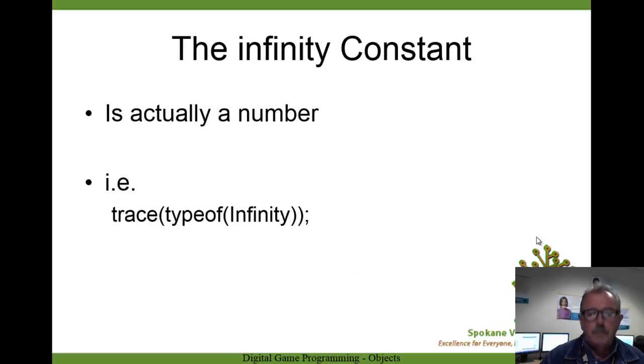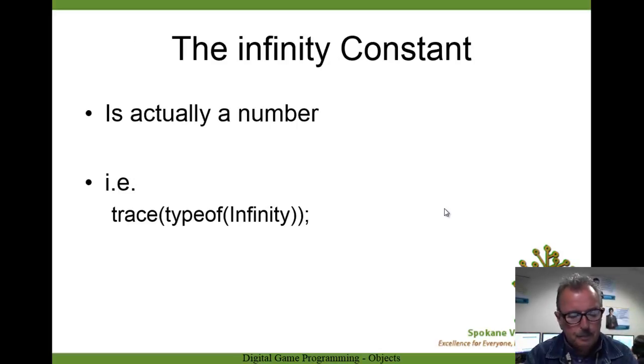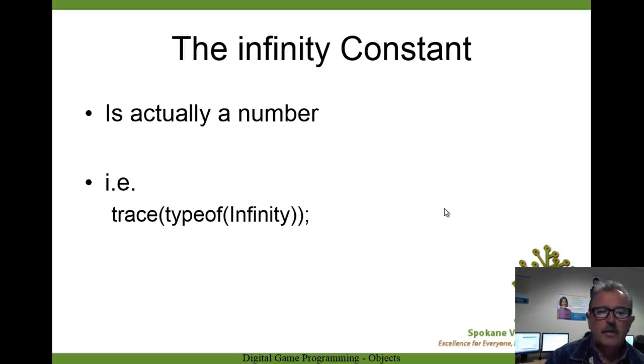And then if we were to go further on this, let's look at another property, what would be called the infinity constant. A lot of times we think of infinity like Buzz Lightyear says, to infinity and beyond. Well, in Flash and coding, infinity is actually a number, and it recognizes infinity as a number, and you can do that with this example.